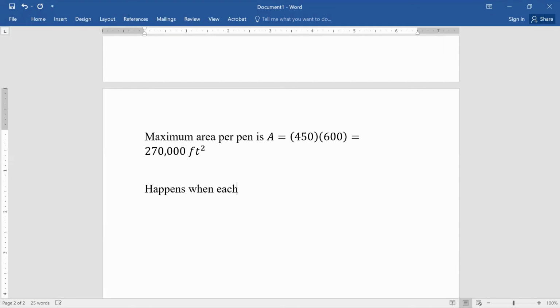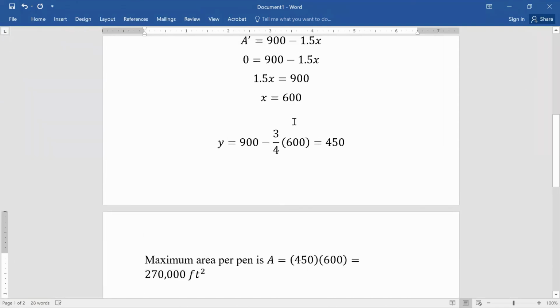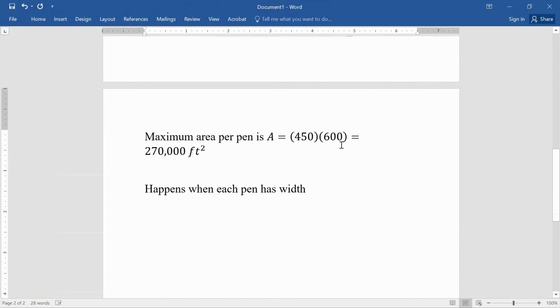This happens when each pen has, again, we called the x the length and the y the width, a width of 450 feet and length of 600 feet.